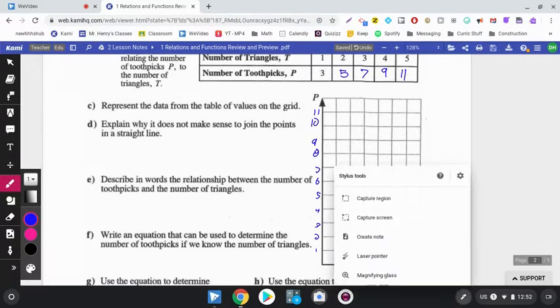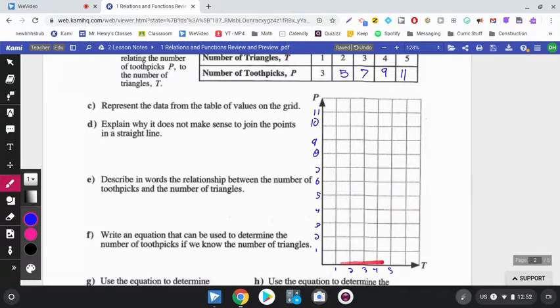So then I could say, well, if these are my t values, that would be the x. And if these are my p values, that would be the y. And I can plot my points. 1, 3; 2, 5; 3, 7; 4, 9; and 5, 11. And I've got this great straight line.